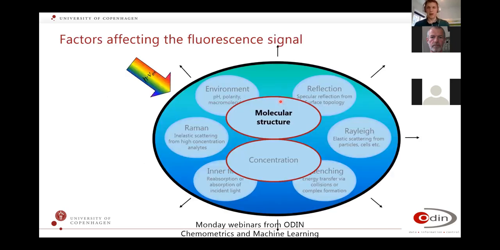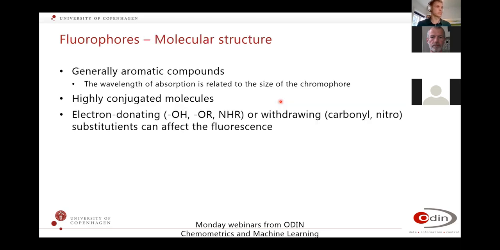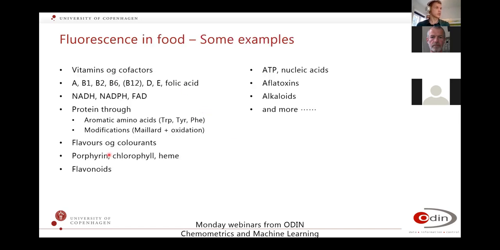Now let's go a bit back to the molecular structure, because it is important to have an idea of what molecules it is that you can look at when you're doing fluorescence. So generally you have aromatic compounds. Those are very good fluorophores in general. Conjugated molecules are also good to look at. And then you have electron donating or withdrawing groups on these aromatic rings, which can certainly affect fluorescence.